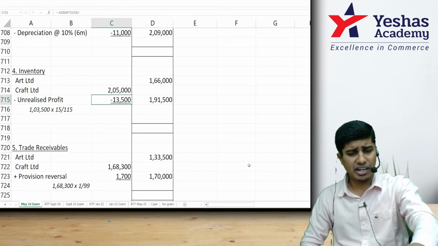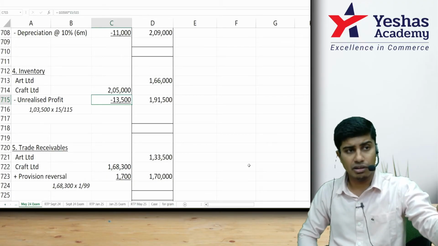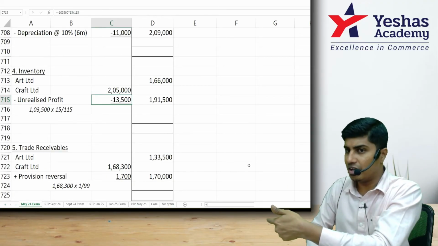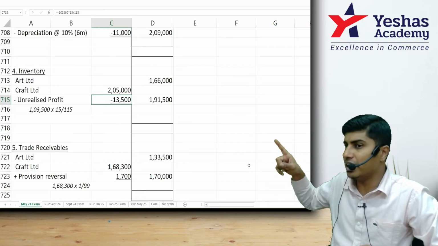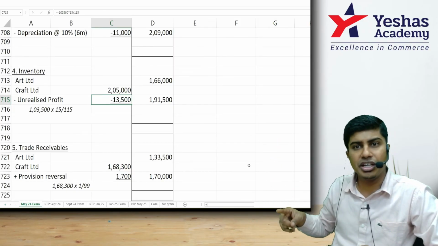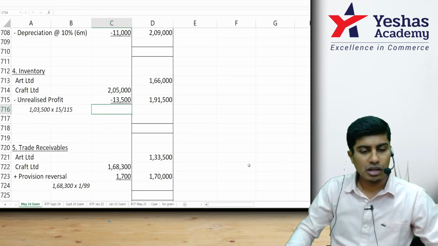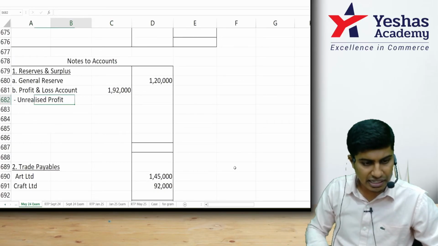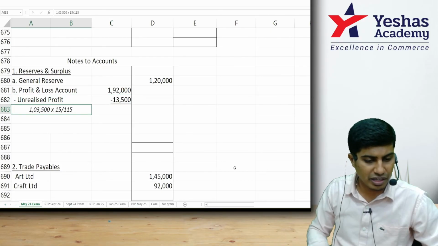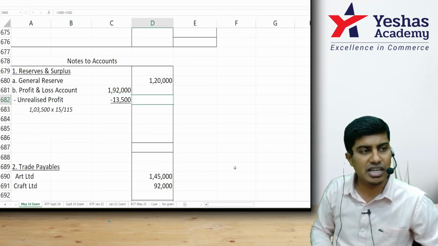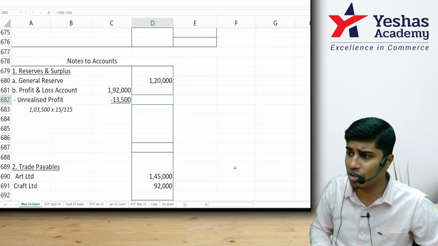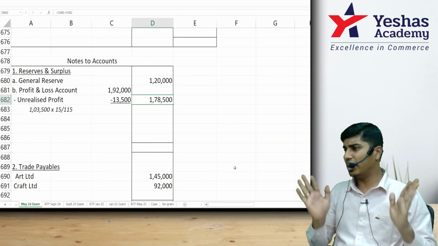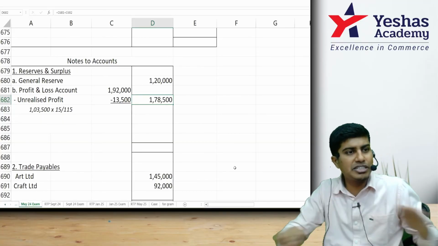This 13,500 is the profit booked by holding, which is included in subsidiary's inventory. I have eliminated it from subsidiary's inventory. I should eventually decrease this from holding's profit. Come to reserves and surplus of the holding company. Here I will deduct unrealized profit of 13,500, which will give me how much as the unrealized post adjusted profit? 1,78,500. All adjustments are over.